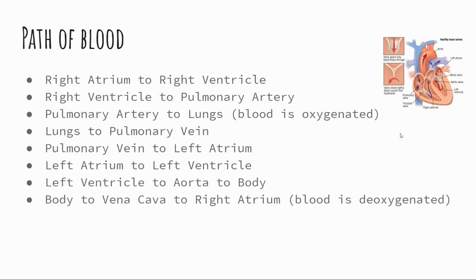So here's the pathway of blood. Okay, and you may want to pause this video and go through this and write this down. So from the right atrium, you go to the right ventricle. From the right ventricle to the pulmonary artery, which is going to take you to the lungs. Pulmonary artery to the lungs, where the blood is oxygenated.